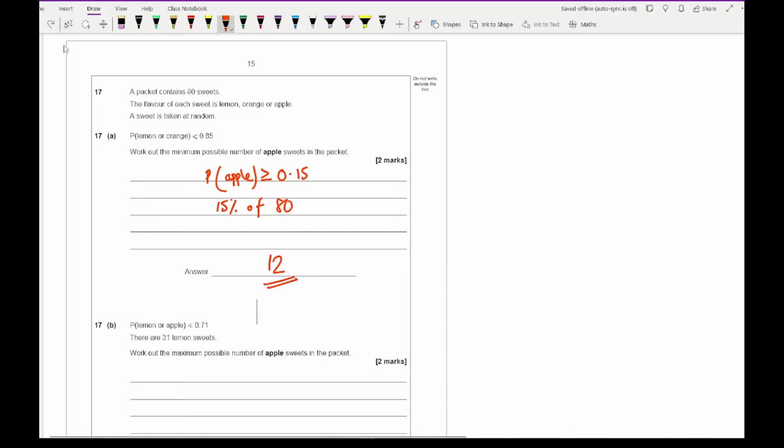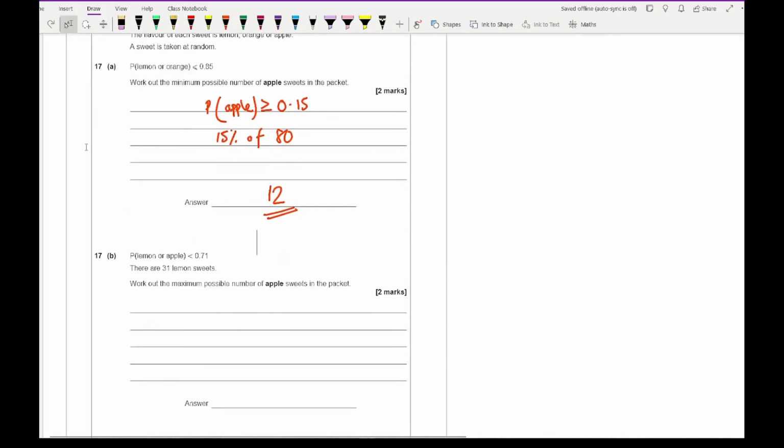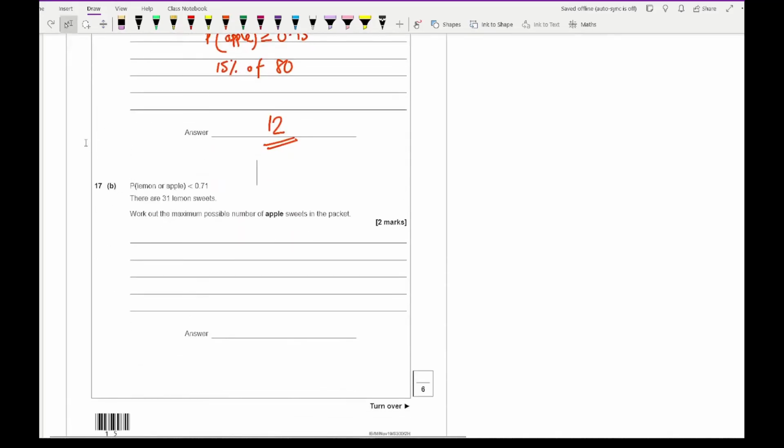Now for part B, it then says that the probability of lemon or apple is less than 0.71. There are 71 lemon sweets. Work out the maximum possible number of apple sweets in the packet. Now for this particular question, what we need to do is first of all work out what 0.71 or 71% of 80 is going to be.